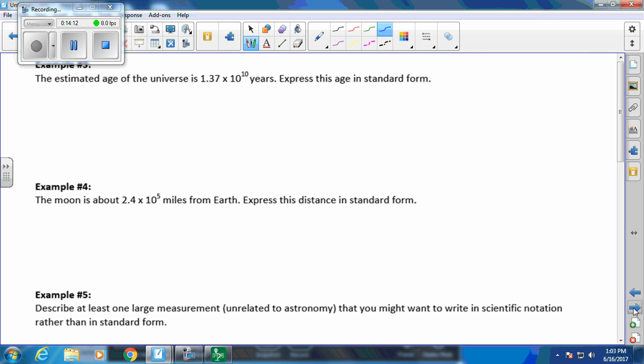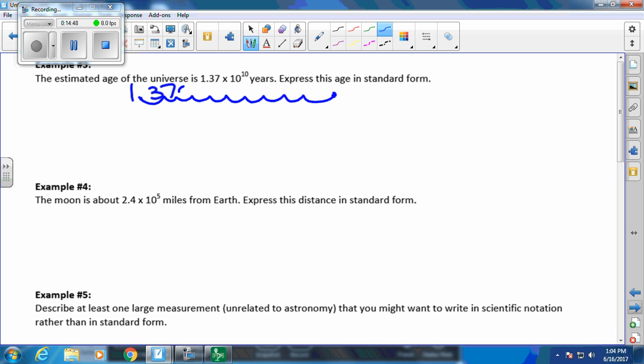On to the back. They are saying that the estimated age of the universe is 1.37 times 10 to the 10th. And they want us to express this age in standard form. So, how we're going to do this is, since I know I'm multiplying by 10 to the 10th, which is a really big number, I'm going to write the 1.37, and then you need to be really careful when you count and draw your loops here. We're going to go 1, 2, 3, 4, 5, 6, 7, 8, 9, 10. That's where your decimal ends up right here.